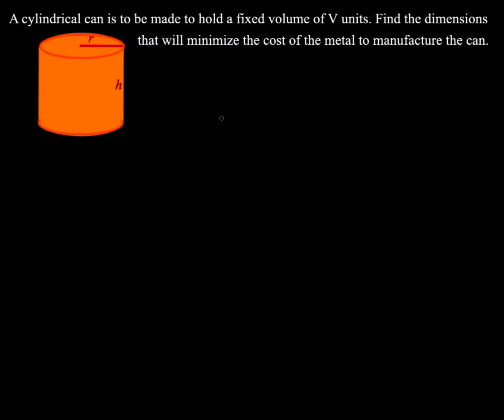In this problem, we want to start with a cylindrical can. So we have our picture here of radius r and height h. We have a cylindrical can that's made to hold a fixed volume V. We want to find the dimensions that will minimize the cost of the metal to manufacture the can.